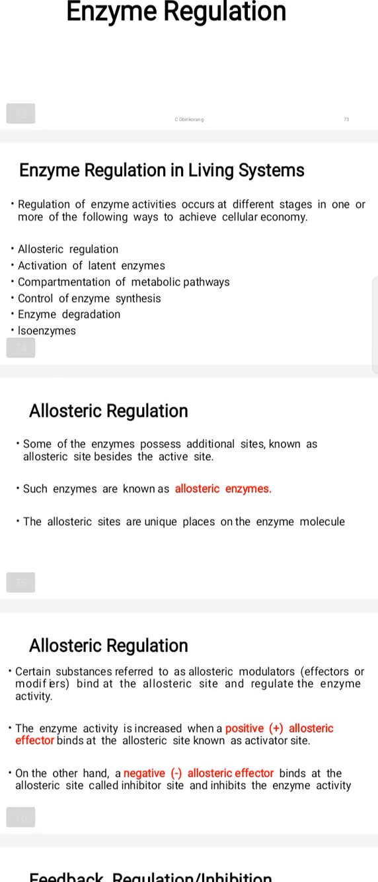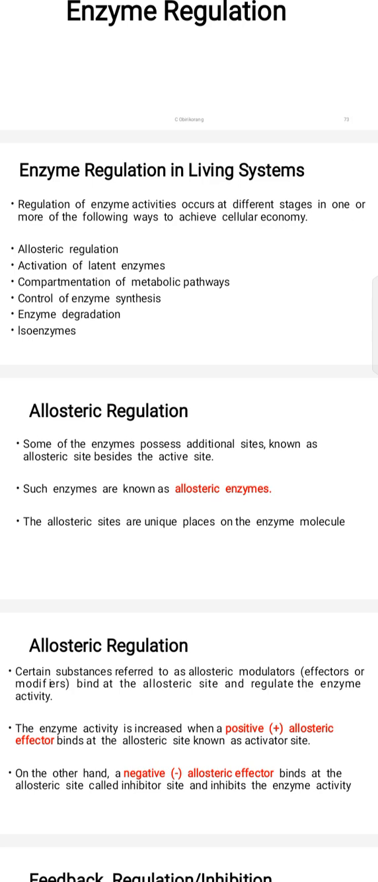Enzyme regulation in living systems. Regulation of enzyme activities occurs at different stages in one or more of the following ways to achieve cellular economy. So for enzyme regulation, we have different types. Now we are coming to look at the different types of enzyme regulation that we have.